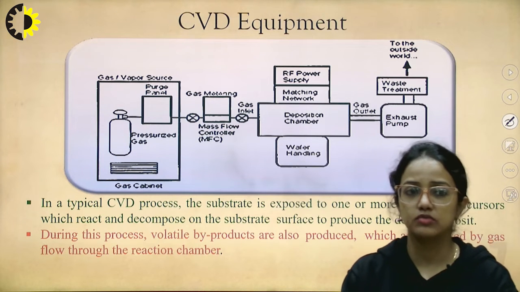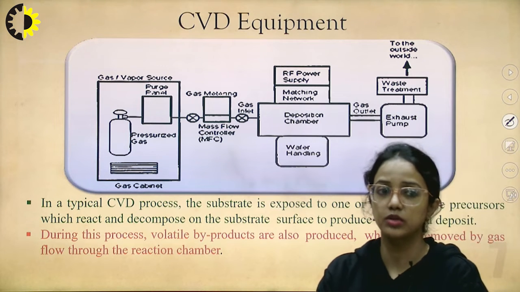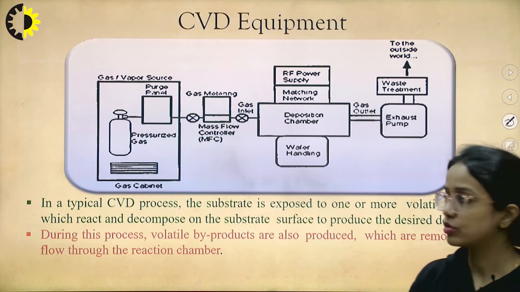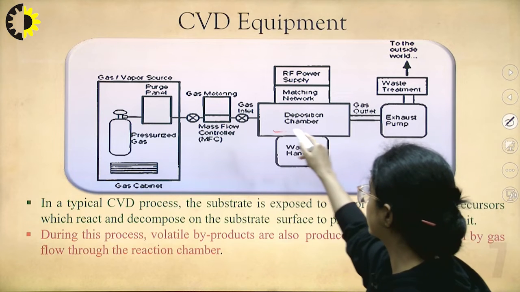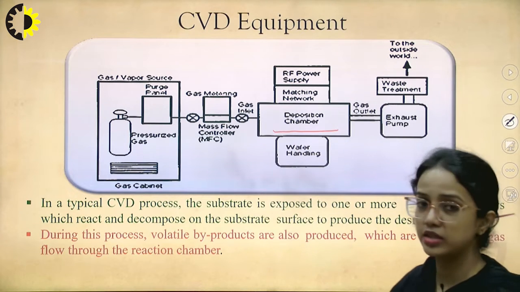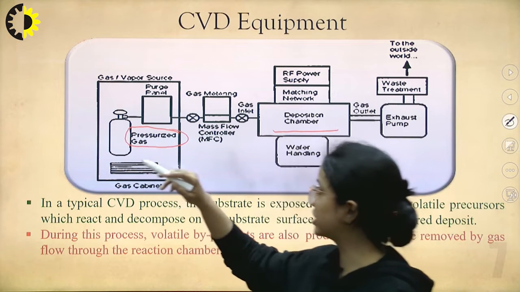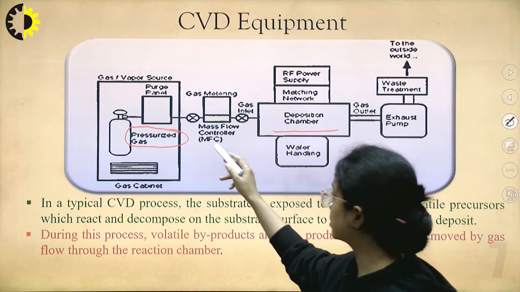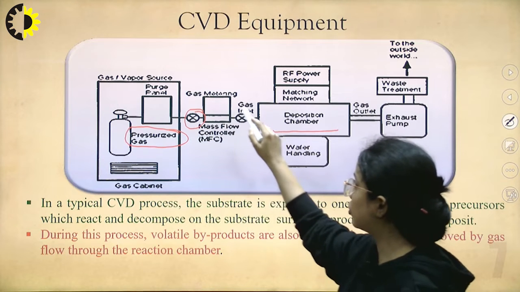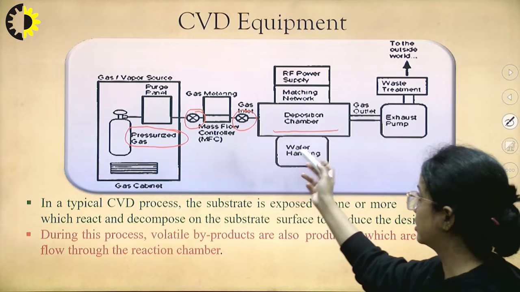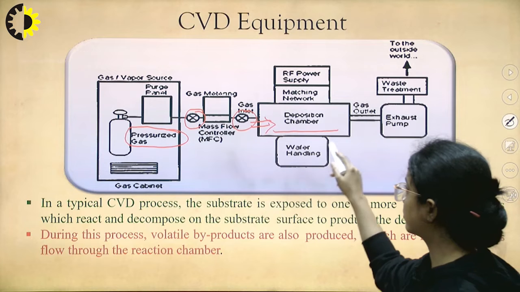So during this process, volatile byproducts are also produced, which are expelled out of the system through a reaction chamber. We can see here a chamber where we are keeping the wafers, and this is the pressurized or compressed gas. Depending upon the inlet valves placed here, a controlled amount of gas will enter. Here we have a wafer handling system.